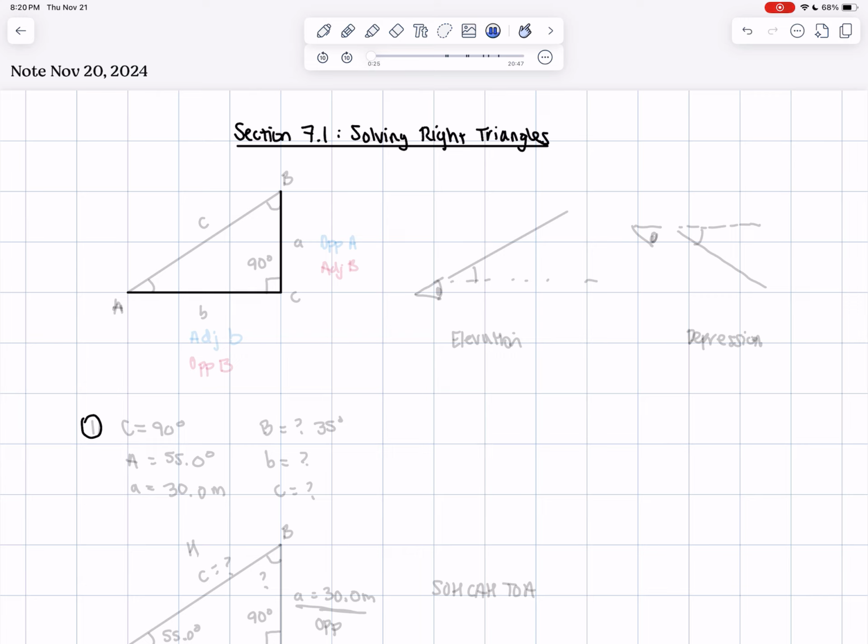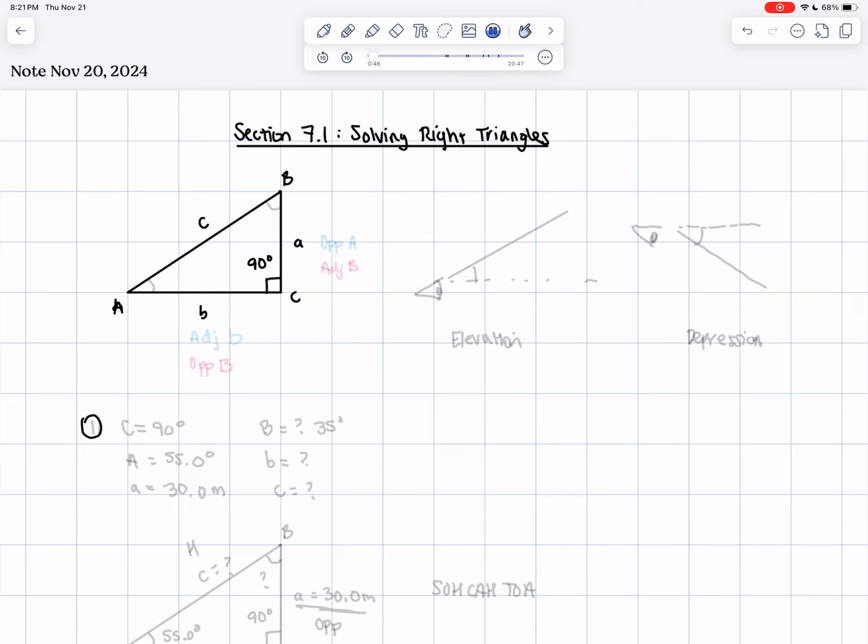we're going to label it like we normally do. So this is C, B, A, and little a, little b, little c. And this is usually 90 degrees with these problems, unless they say different, but usually it's 90.